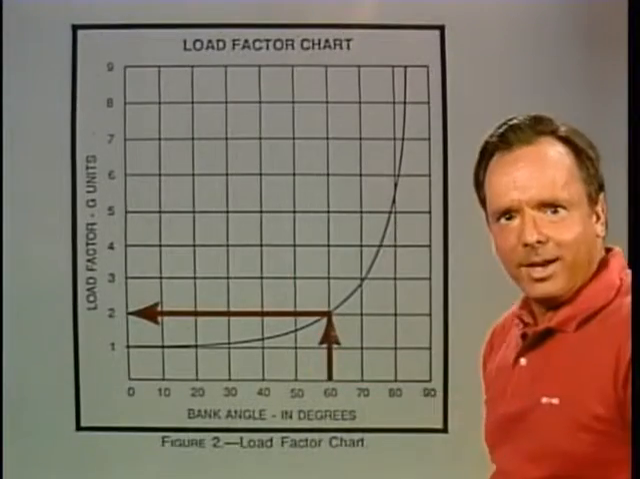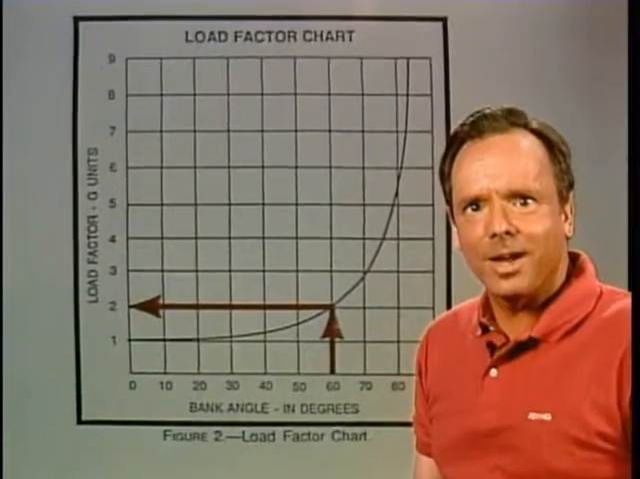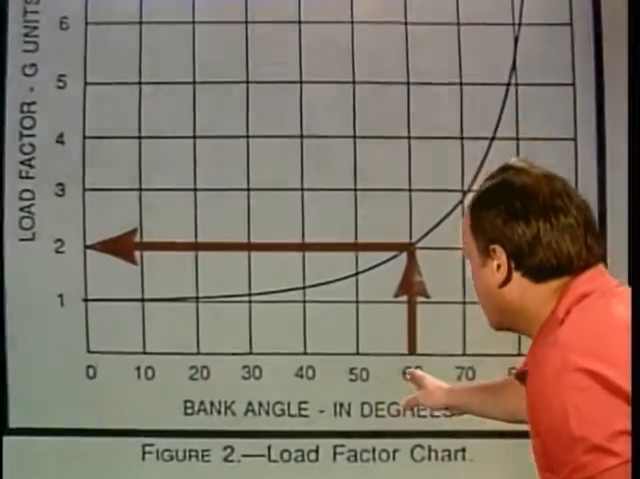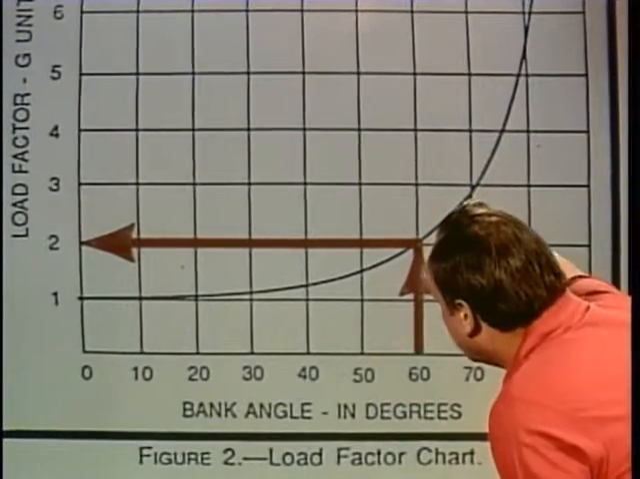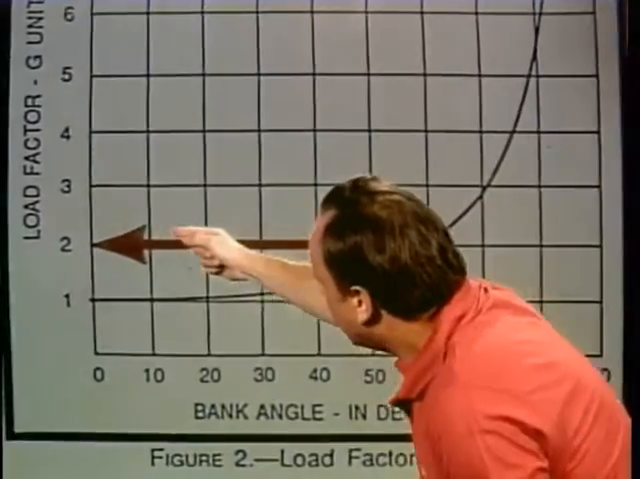This time you have the airplane in a 60-degree bank. A 60-degree bank will start down at the bottom of the chart at 60 degrees, read up till we hit the load factor line, read off to the left. We see that we're going to put a load factor of 2 on the airplane. That's 2 G's. It means the airplane and everything in the airplane will weigh twice as much.